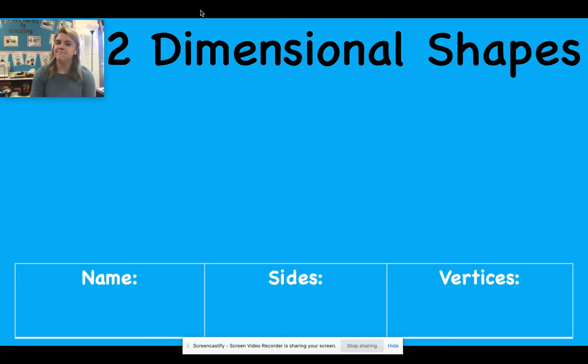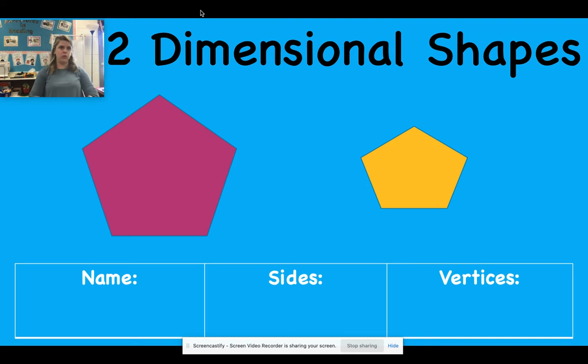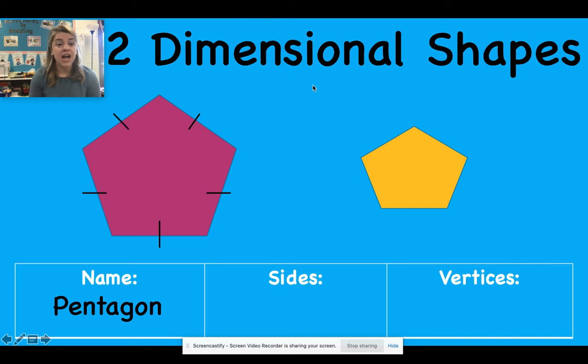All right, our next shape. Do you think it's going to have 4 sides? Or do you think it's going to have more? Let's see. Ooh. What is the name of this shape? Does anybody know? This is a pentagon. It is a pentagon. All right? Pentagon. Let's see how many sides it has. Go ahead and count those. 1, 2, 3, 4, 5. So a pentagon has 5 sides.